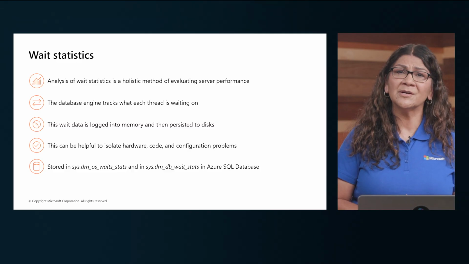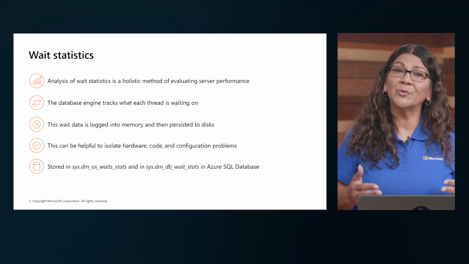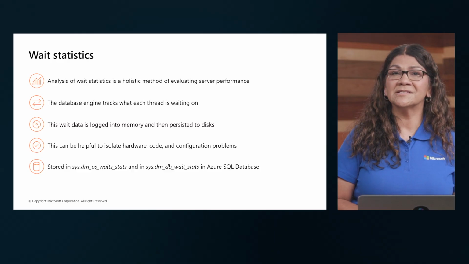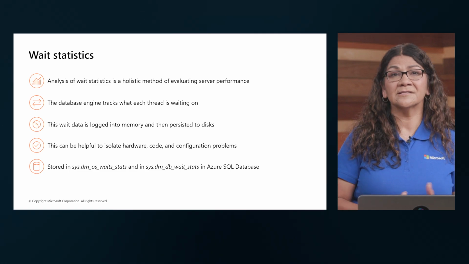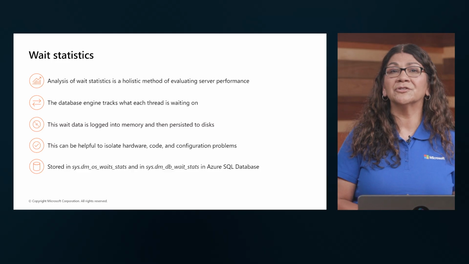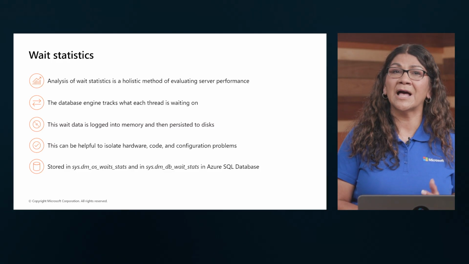The benefit of using wait statistics is that they provide a holistic view of server health, allowing DBAs to pinpoint and resolve performance issues efficiently. This approach is especially useful in diagnosing slow queries, optimizing workloads, and ensuring system responsiveness in both our OLTP and OLAP environments.